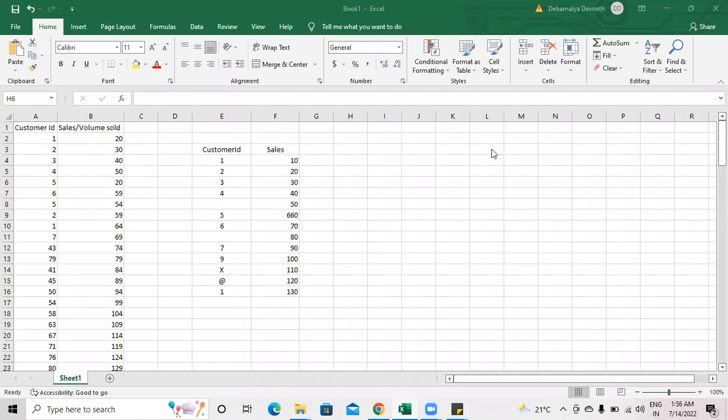So today I'll be talking about COUNT and COUNTA. What is the difference? We will look at the difference via a problem. Okay, before starting, I'll just tell you the difference. What is the difference between COUNT and COUNTA?